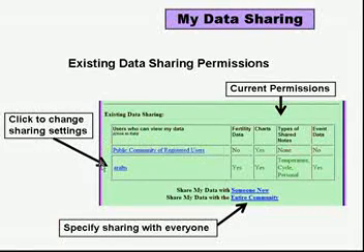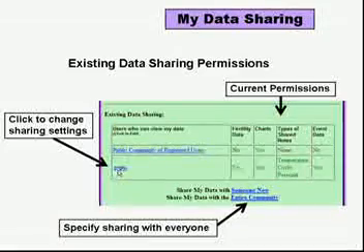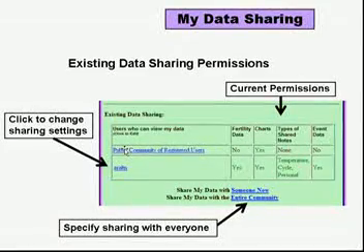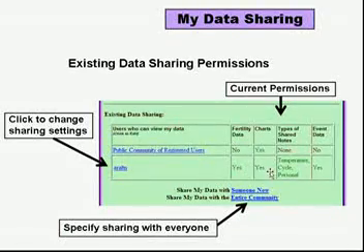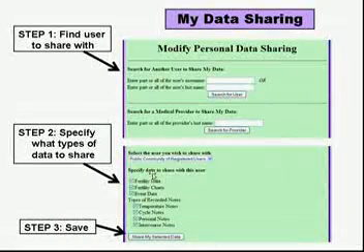For existing data sharing, which has already been specified, you can simply click on these links here and you'll be given a chance to make changes. So for example, if you wanted to change what type of data you're making accessible to this user, you could click on this user's name and then you'd have a chance to check and uncheck those boxes in a format similar to what we were looking at back here on the previous slide.